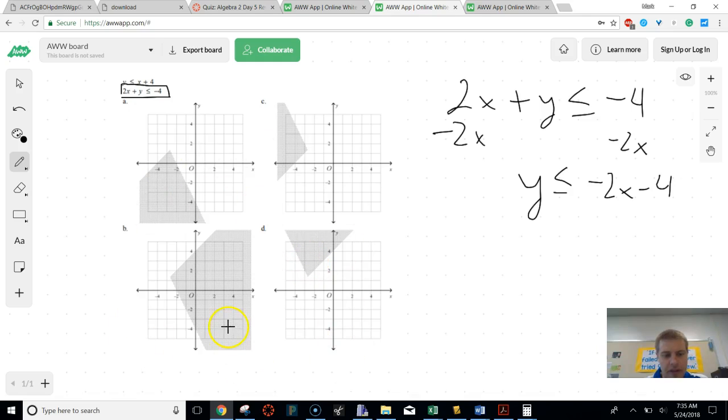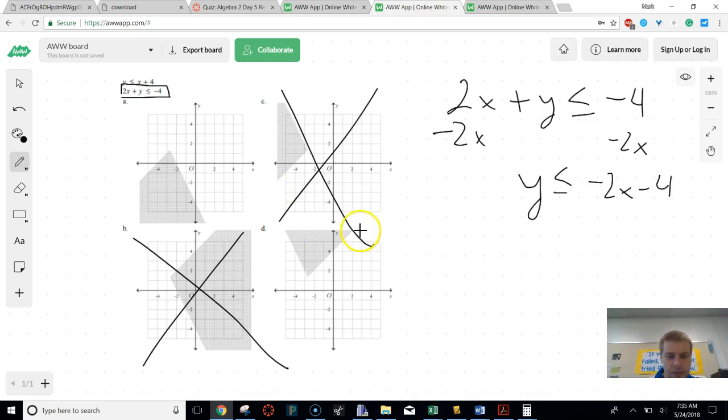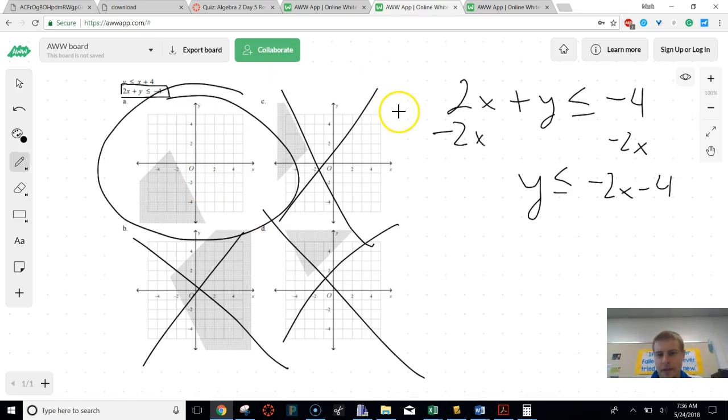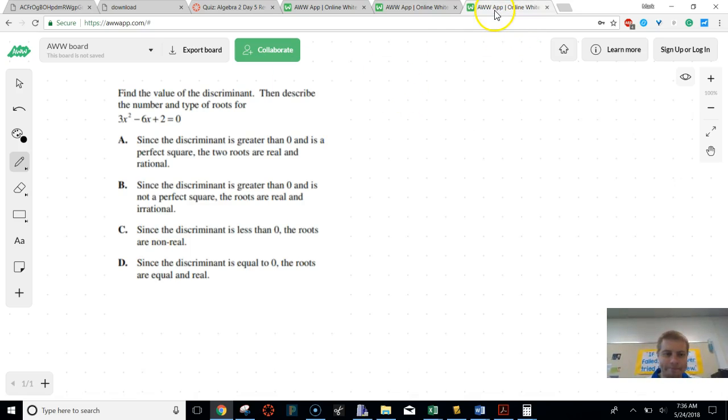Well, I don't even really need to see the lines. They didn't draw the lines in these, but I didn't need to see the lines because there's only one where they're both shaded down. See how this is shaded up and this is shaded down? That's not going to work. This one's shaded up and this one's shaded down. That's not going to work. These are both shaded up, so that's not going to work. These are both shaded down, so that's the correct answer. Let's look at the next one.